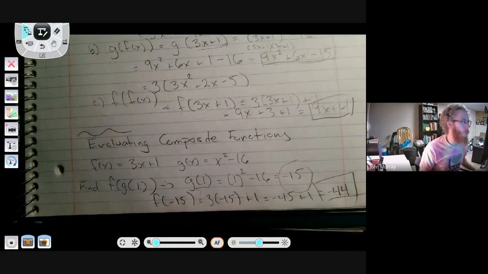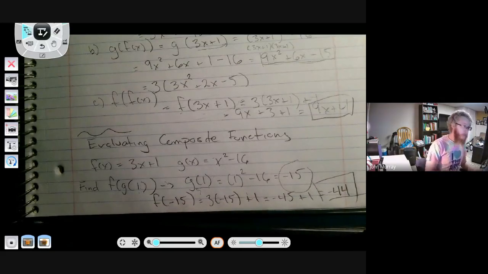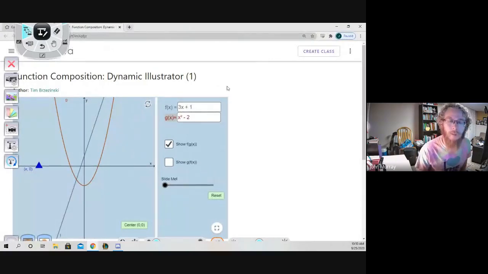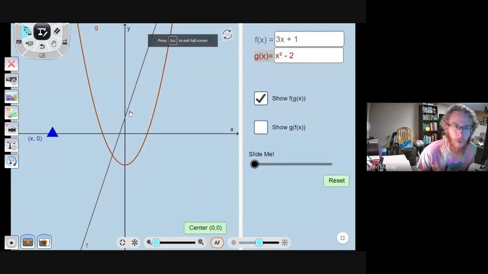Actually, I have a kind of cool visual for us here. I'm going to change the function, our second function, though. My first function stayed 3x plus 1, but now I made my second function x squared minus 2, because if I had x squared minus 16, I wouldn't be able to see it on this graph. It would be really, really far down.